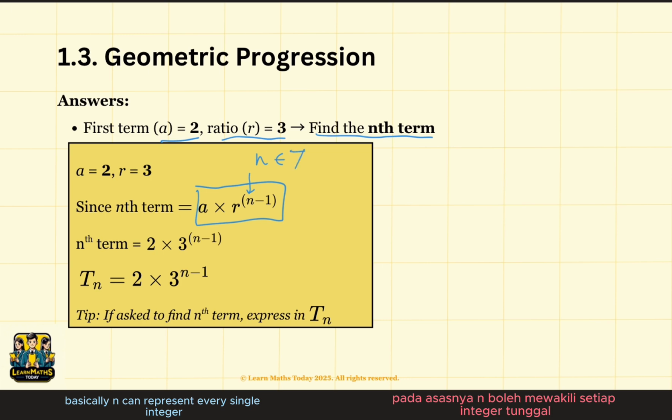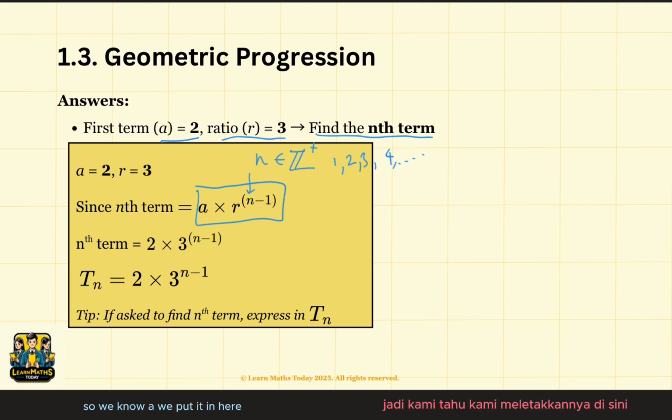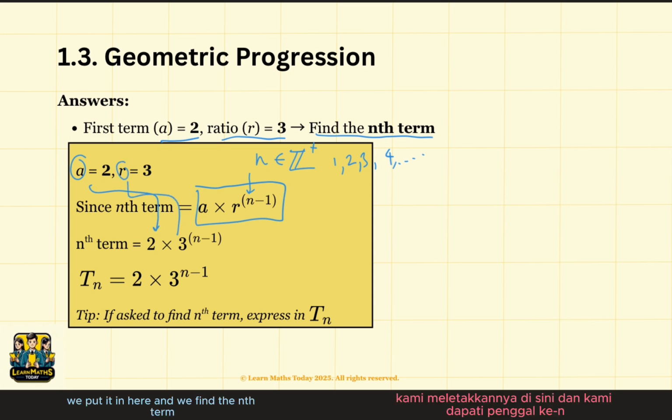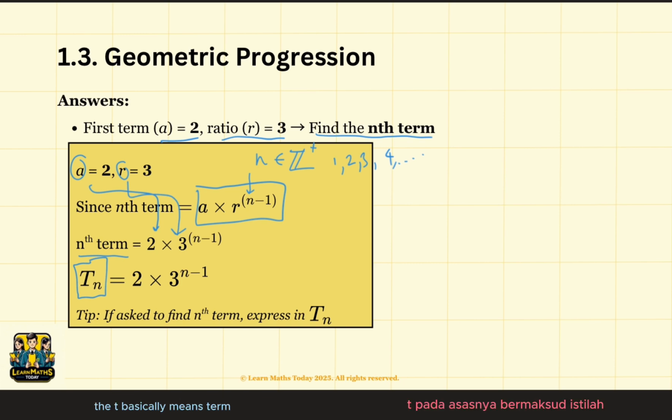Basically, n can represent every single integer, given that it's positive, because n can be 1, 2, 3, 4, and so on and so forth. It's any positive number. Therefore, you can just use n to represent that. So we know a, we put it in here. We know your r, we put it in here. And we find the nth term. This is the notation to find the nth term. The t basically means term, so it's the nth term, tn. And you get this. Simple as that.